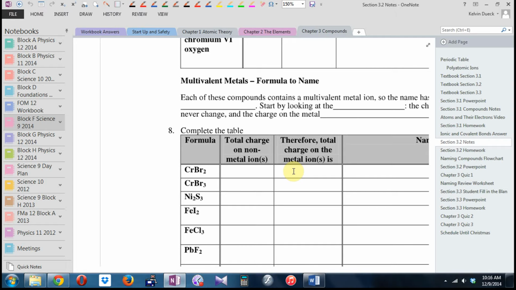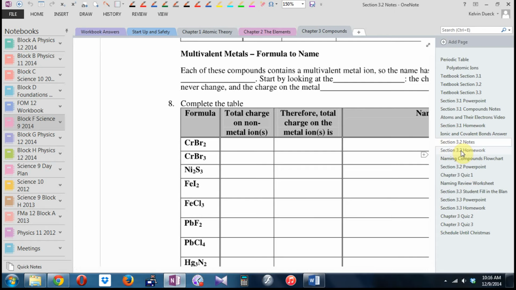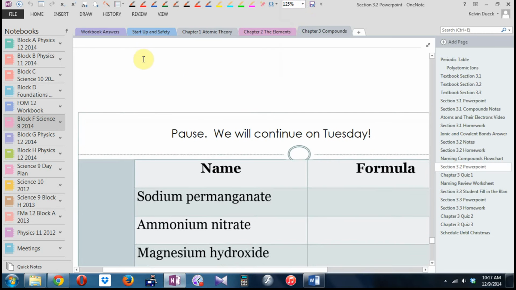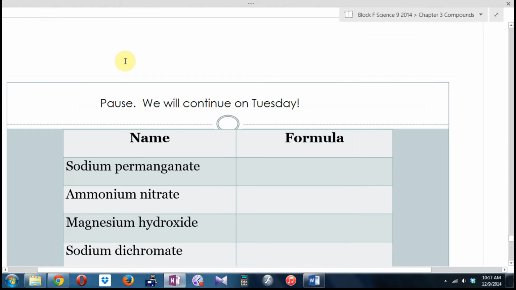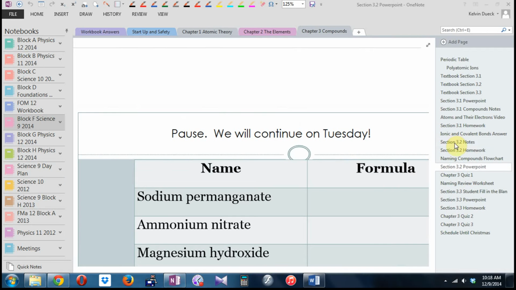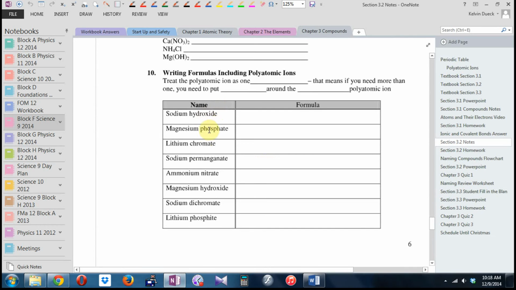Lena, you were away last day. Farine, you were away last day. Omid, you were away last day. So look at a neighbor to see how far we got. Looking at my PowerPoint, I have a pause here. So we got to sodium permanganate, which for you guys is question number what? Question 10. We had gotten to number 10, and apparently we did the first three. We'd stopped on sodium permanganate, right?